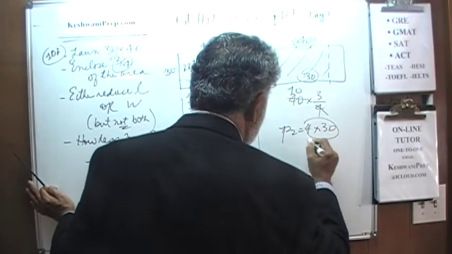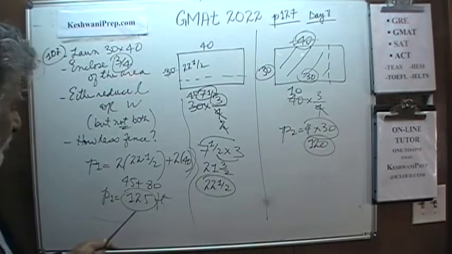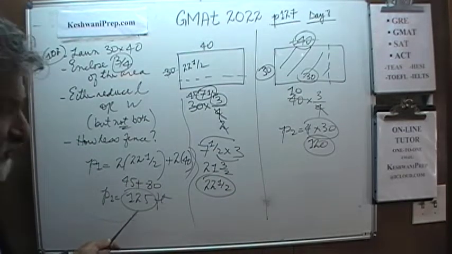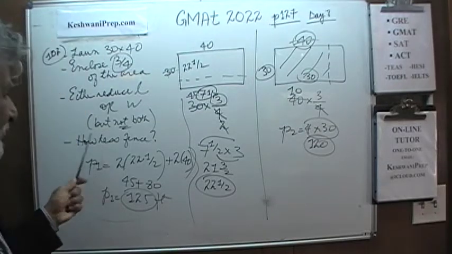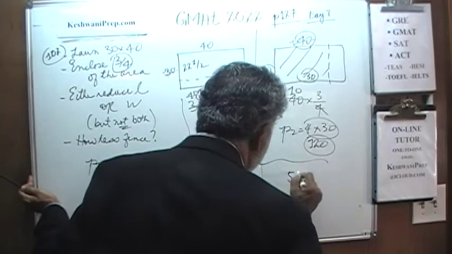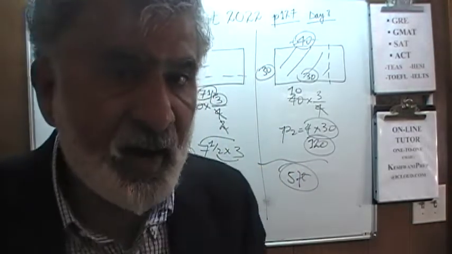So if we go with this option, it's going to be 120 feet we're going to have to buy. If we go with this option, we're going to have to buy 125 feet. The question was how much are we going to save? How much less fence? The answer is 5 feet. We should go with this option. We'll have to buy 5 fewer feet of fence.